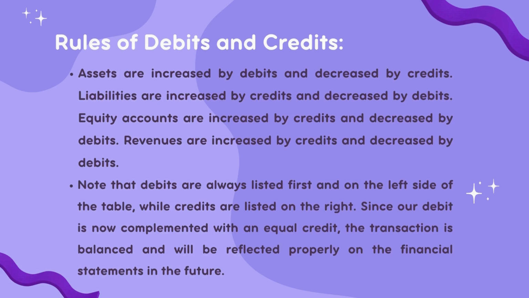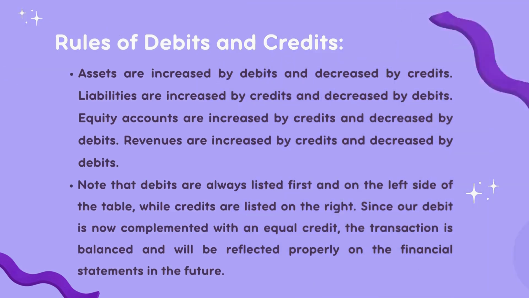Note that debits are always listed first and on the left side of the table, while credits are listed on the right side. Since our debit is now complemented with an equal credit, the transaction is balanced and will be reflected properly on the financial statements in the future.